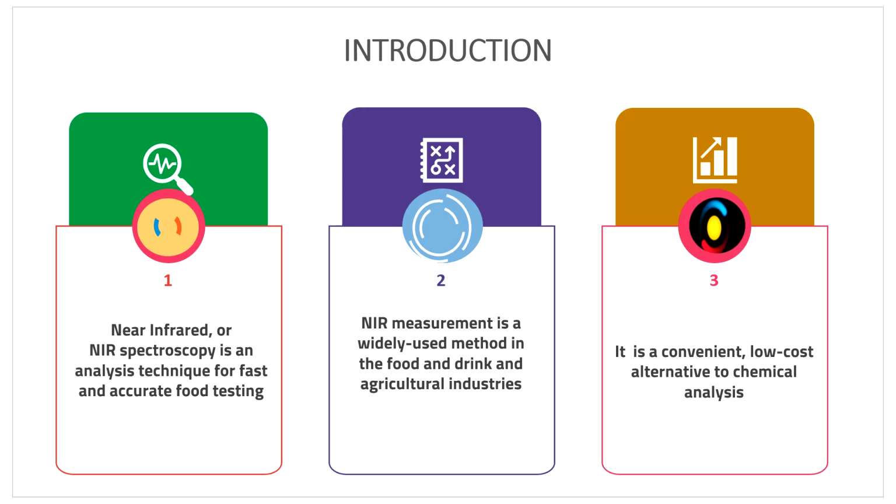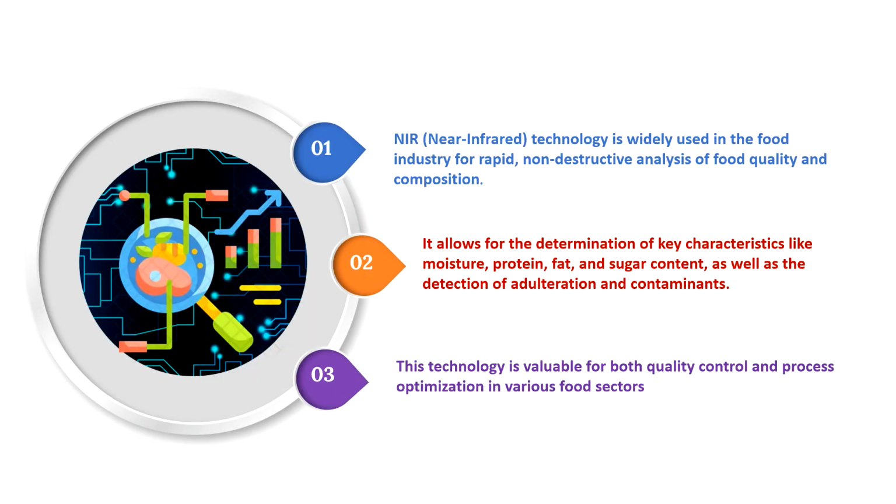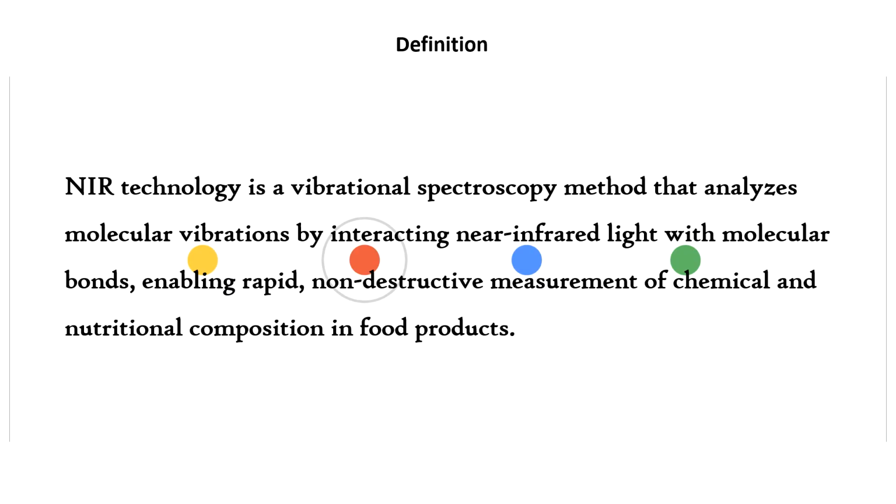NIR measurement is a widely used method in the food and drink and agricultural industries. It is a convenient, low-cost alternative to chemical analysis. NIR technology is widely used in the food industry for rapid, non-destructive analysis of food quality and composition. It allows for the determination of key characteristics like moisture, protein, fat, and sugar content, as well as the detection of adulteration and contaminants. This technology is valuable for both quality control and process optimization in various food sectors.